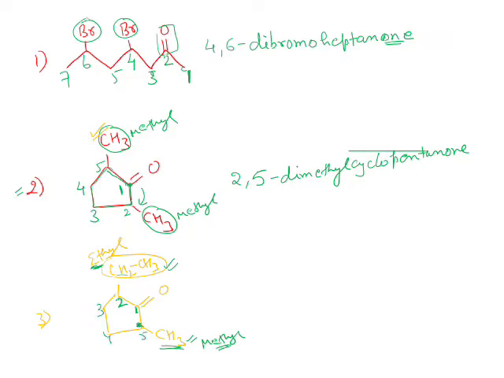So make sure you know the difference. So the name will be 2-ethyl, then 5-methyl, cyclo, we have pentanone, right? So this is the name of this third molecule. Okay, so make sure you practice this type of question, and let's go to the next slide.